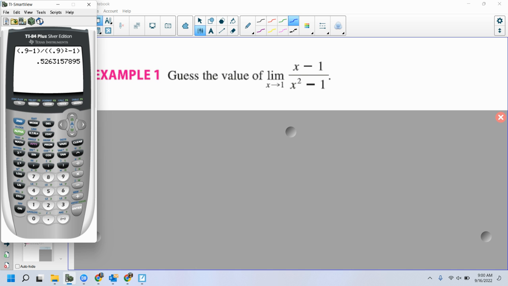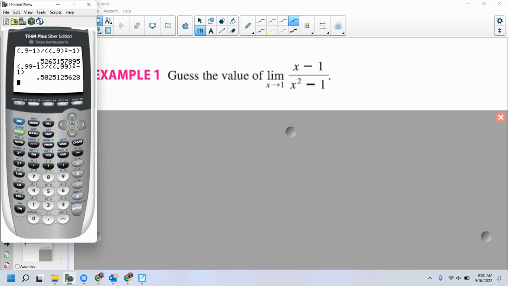Okay, cool. That tells us really nothing yet, because what we need to do is see where it's going to lead. I have to make sure I'm plugging this in right. 0.9 minus 1 on the top divided by the whole chunk of 0.9 squared minus 1. Okay, good. Let's do 0.99. Let's insert a 9 in there to make it 0.99. Okay, that tells us something. It went from 0.52 to 0.50.